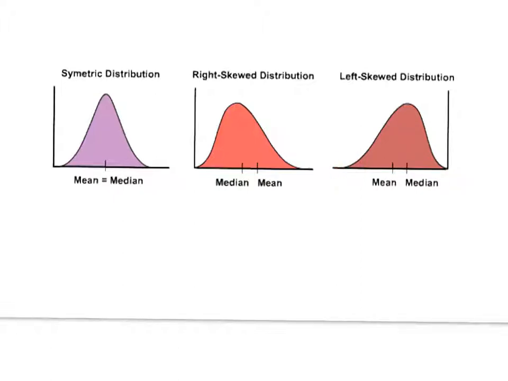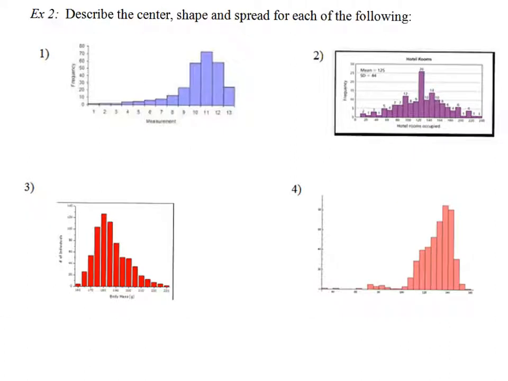So when we look at a distribution, we're going to want to describe the center, shape, and spread for the data. So I'm going to do 1 or 2 examples and then have you do the rest as examples for yourself. Looking at example number 2, it's number 1 within that. So I want to describe the center, shape, and spread for this one.